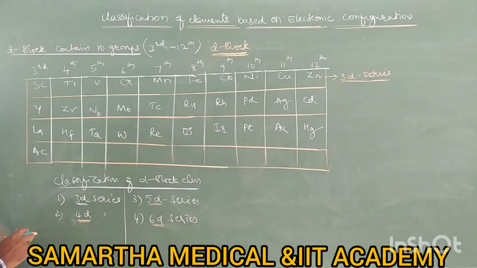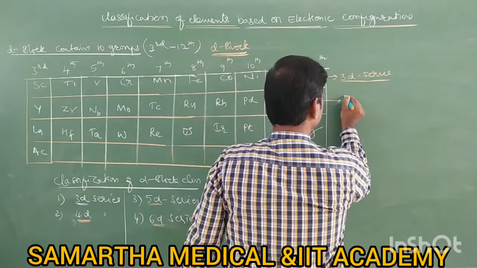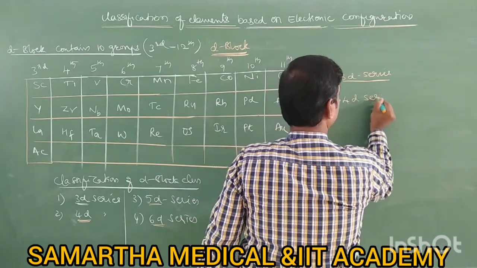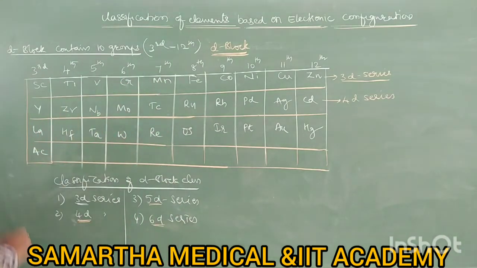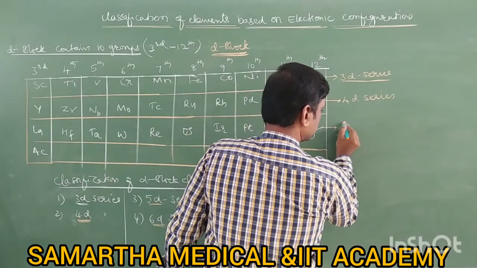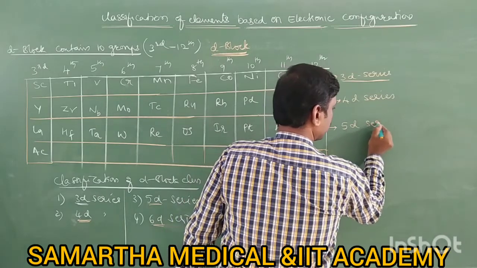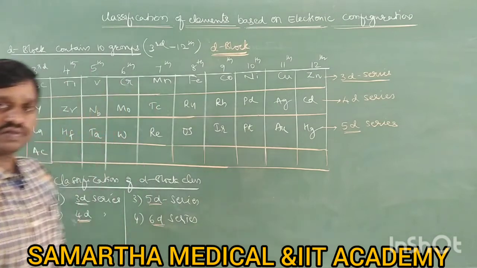Next, the 4d series. The 4d series starts with yttrium and ends with cadmium. So therefore, this is the 4d series. Next, the 5d series starts with lanthanum and ends with mercury. Right? These elements are 5d series elements because the differentiating electron enters into the 5d orbitals.